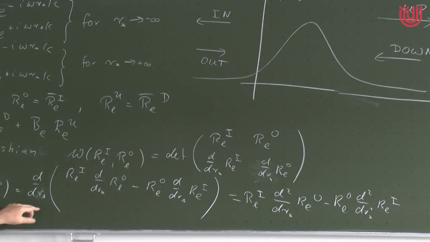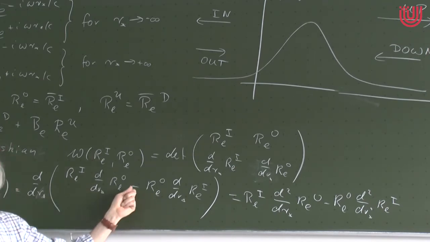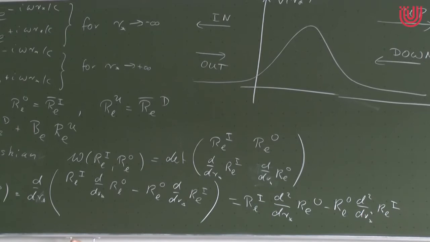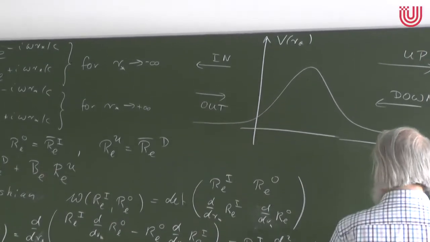If this derivative hits this term, and the term where this derivative hits this term, but this is the same with a minus sign in between. Yeah, so the other two terms drop out. So that's the result. And well, we have our differential equation, in our case, a Regge-Wheeler equation.